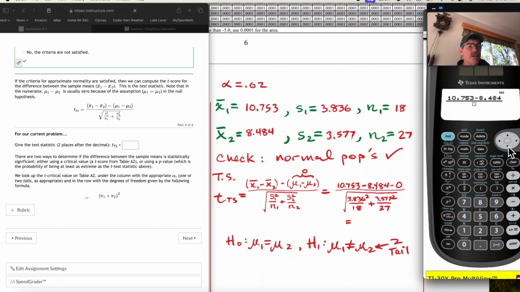Okay, the denominator now. Start with the square root, and then a fraction. And now the first standard deviation, 3.836. Gotta square it. Real common for people to forget to square. Obviously that would throw your number off. Now don't leave this. Again, the cursor here is blinking under the square root symbol. Make sure you don't leave the square root. That's another mistake that people make a lot.